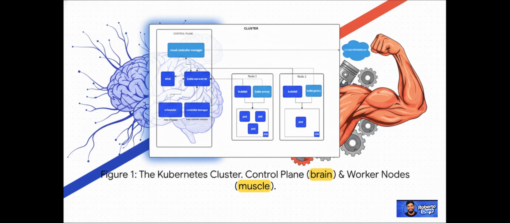You'll notice it's split into two distinct parts. Over here, we have the control plane, which you can think of as the brain of the whole operation. And on the other side, we have the worker nodes. They're the brawn, the muscle that actually does the heavy lifting of running your applications. And this separation of duties? That's a core idea you'll see again and again in Kubernetes.